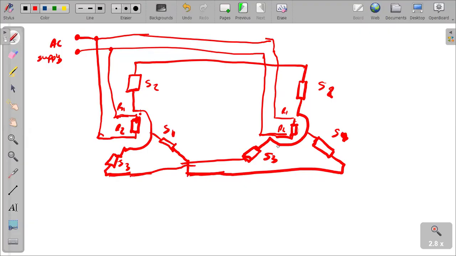This is the receiver, and this is the transmitter. That's how our diagram looks. S2 is connected to S2, S1 to S1, S3 to S3. So it's marking a 180 degree phase shift between the transmitter and receiver. That's how it has to be with the 180 degree phase displacement.